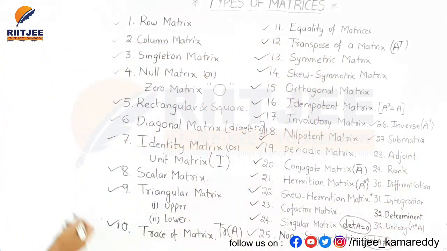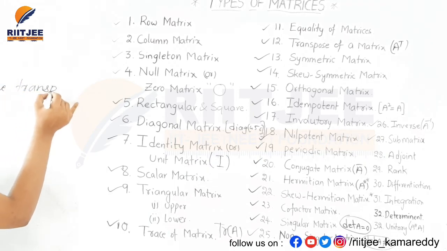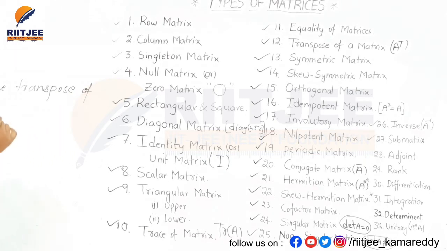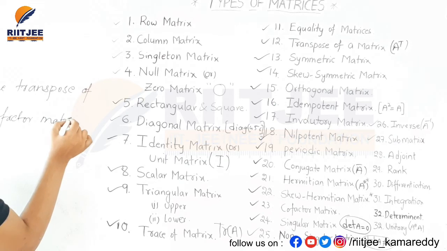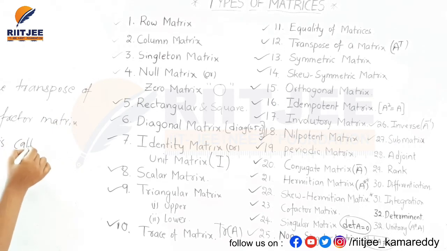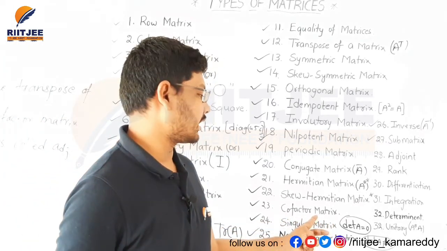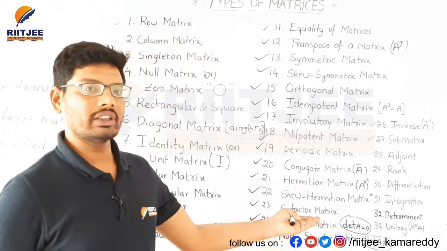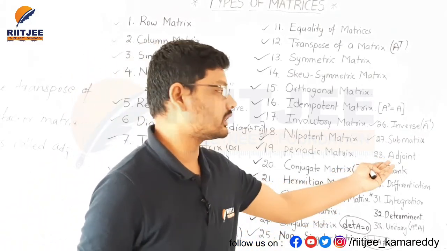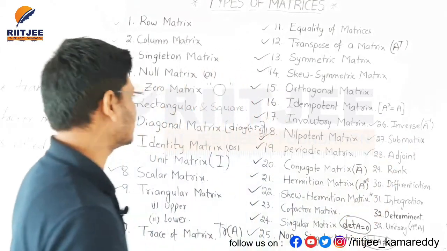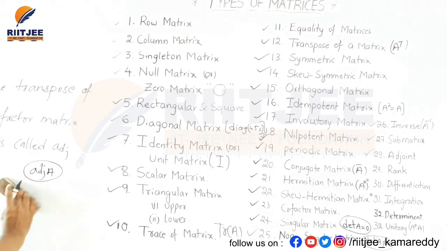adjoint matrix. Adjoint matrix is nothing but the transpose of the cofactor matrix. Already we learned cofactor: it is the minor value of each element in a square matrix, and that is called the cofactor matrix. That cofactor matrix transpose is called the adjoint matrix. It is denoted by ADJ of A. This is all about adjoint matrix.